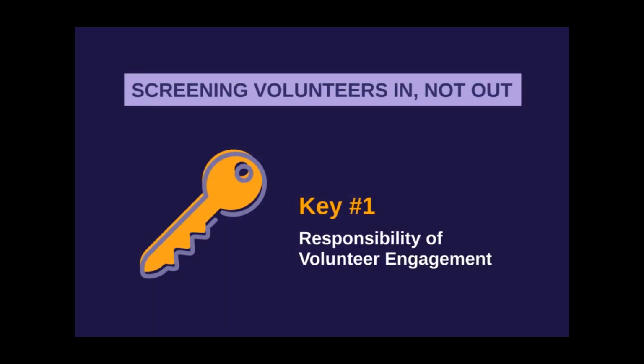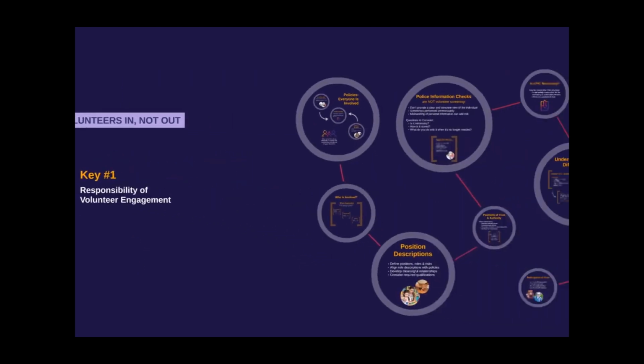Welcome to Key 1, Responsibility of Volunteer Engagement. This first key is great for people at numerous levels of your organization. From board members to senior leaders to volunteer managers, this is for anyone who has a role to play in creating policies and procedures and recruiting and retaining volunteers. We will also examine the value of police information checks.